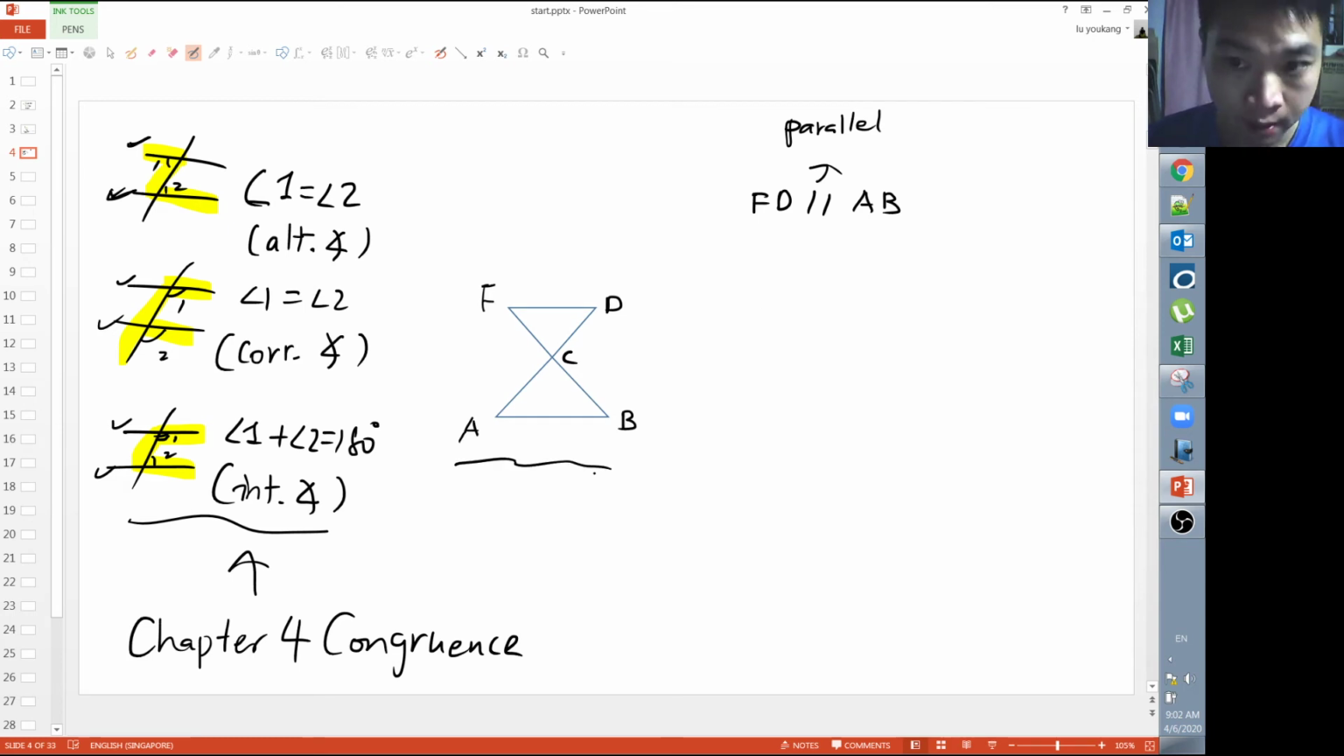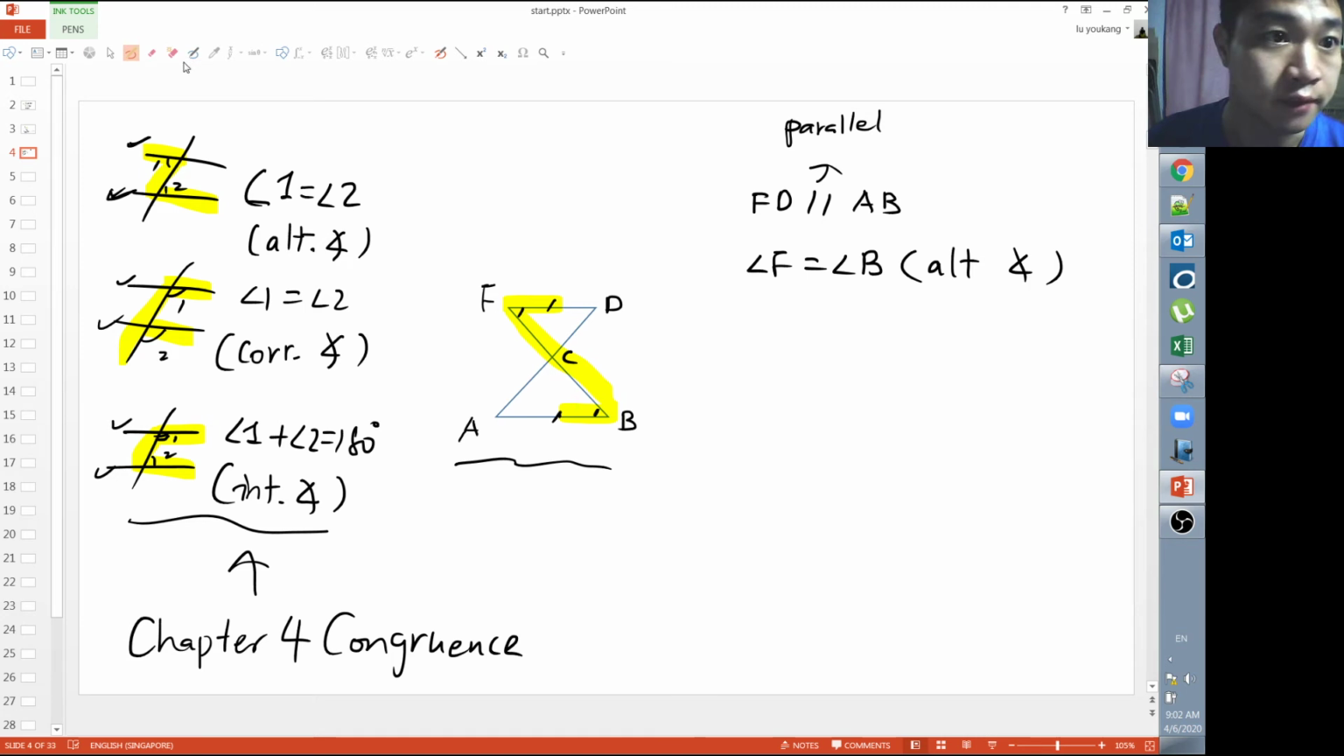Over here, your FD is parallel to your AB. So if these two are parallel, what you can notice is this angle is equal to this angle. I'm using alternate angle here. So angle F is equal to angle B. The reason is alternate angle. I hope you can see your Z here. This is your Z, which is your alternate angle rule. Let me place this first.